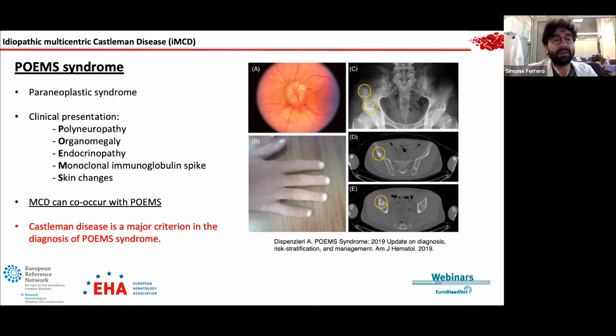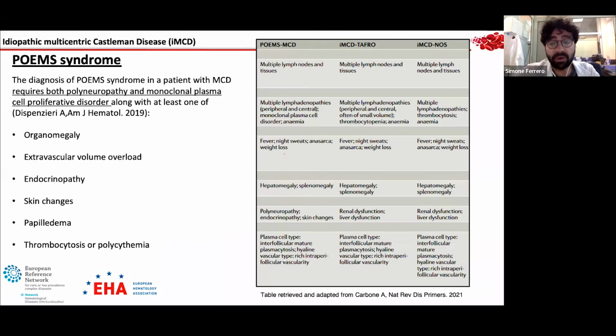It is important to remind that multicentric Castleman disease can co-occur with POEMS, and in particular, the histological proven Castleman disease is a major criterion in the diagnosis of POEMS syndrome. However, we should remind again the IMCD diagnostic criteria to differentiate these two conditions, because POEMS syndrome requires both polyneuropathy and monoclonal plasma cell proliferative disorder. This is one of the reasons why it is important to perform a bone marrow biopsy in the differential diagnosis of Castleman disease.